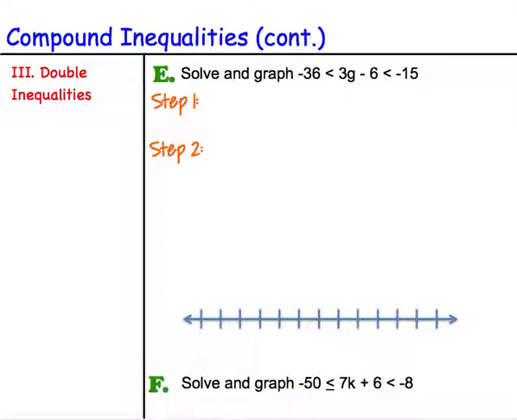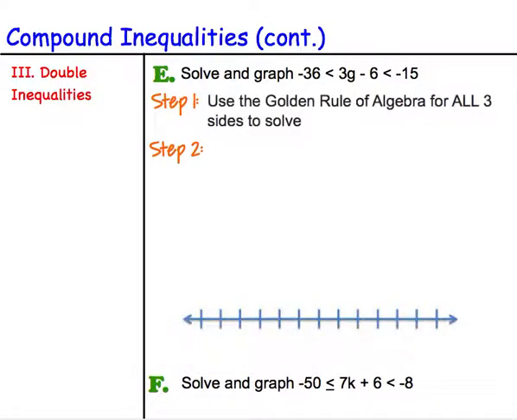Now, moving on to another type. Now we've got double inequalities. Double inequalities are another way of writing an "and" inequality without using the word "and." So the first thing we're going to do, we're simply going to use the golden rule of algebra for all 3 sides to solve. So what that means is we're going to have this -36 is less than 3g minus 6 is less than -15.